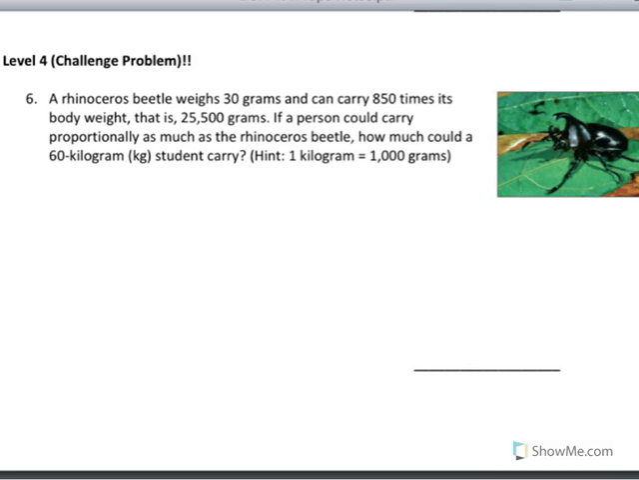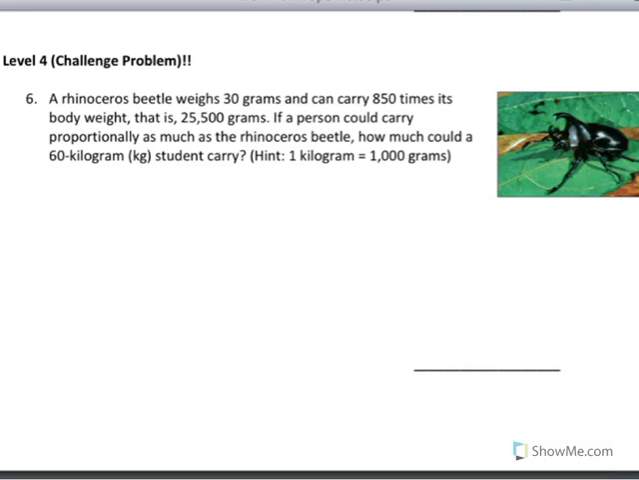Okay, the last problem we're going to take a look at is a level 4, which is a challenge problem. This is going to use both proportions and conversions. Let's take a look at it. A rhinoceros beetle weighs 30 grams and can carry 850 times its body weight. That is 25,500 grams. If a person could carry proportionally as much as the rhinoceros beetle, how much could a 60 kilogram student carry? So that's somebody about your size.